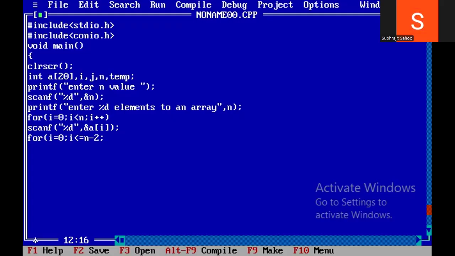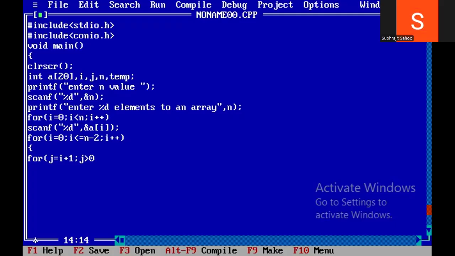But the second for loop changes in every method. The first for loop is the same in every sorting mechanism: selection sort, bubble sort, and insertion sort. i plus plus, bracket start. For j equal to, what is the j value? Always greater than 1, so write i plus 1. And the j ending value should be greater than 0.